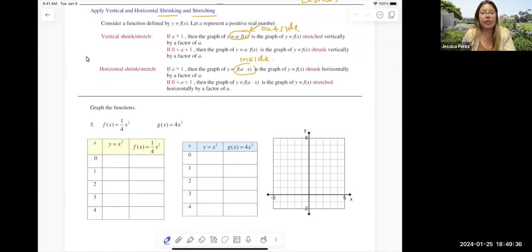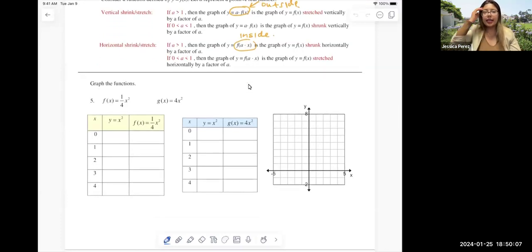Similarly, now if you have a horizontal shrink and stretch, look at the differences. A was on the outside for vertical. If it's on the inside, it's going to be horizontal. So if the A is on the inside, you're going to shrink horizontally, and you're going to be stretching it out to the sides horizontally if it's a fraction. My A is a fractional value, so it's between 0 and 1.